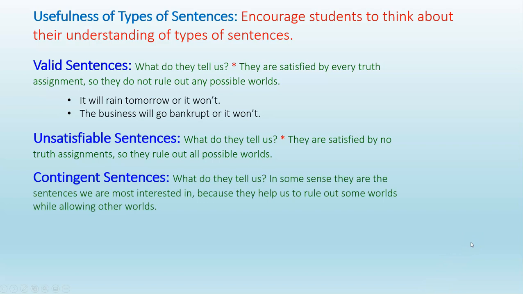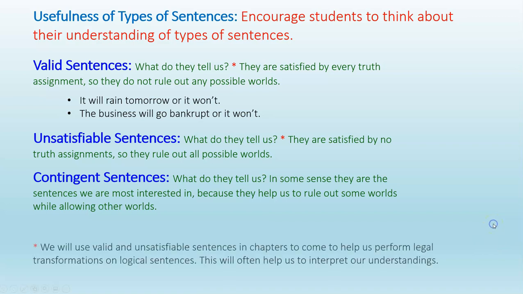So you might be thinking contingent sentences are where it's at. In some sense, they are the sentences that we are most interested in because they help us to rule out some worlds while allowing other worlds. So in a sense, that's what we're looking for. But in the next few chapters, you're going to find out that we'll have a use for valid and unsatisfiable sentences. They will help us to perform some legal transformations on logic sentences, and they will often help us to interpret or expand our understanding of logic.